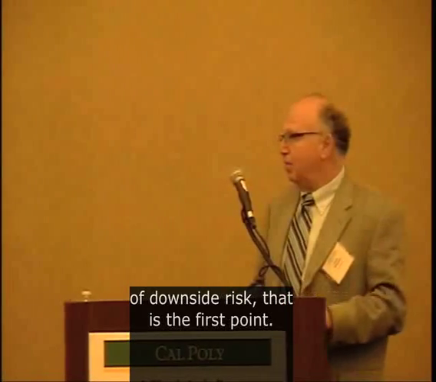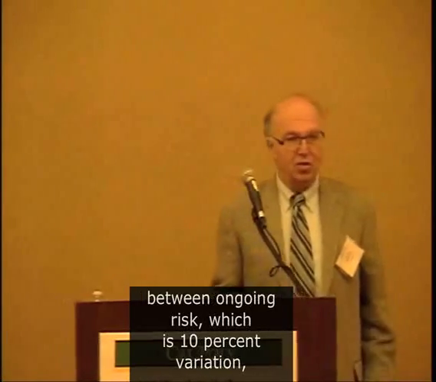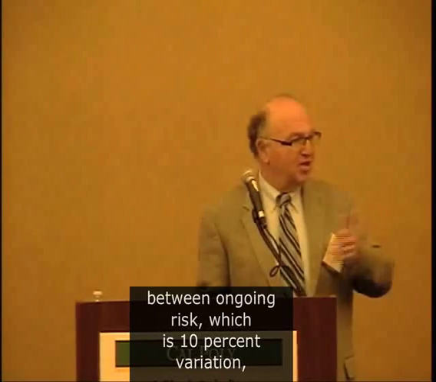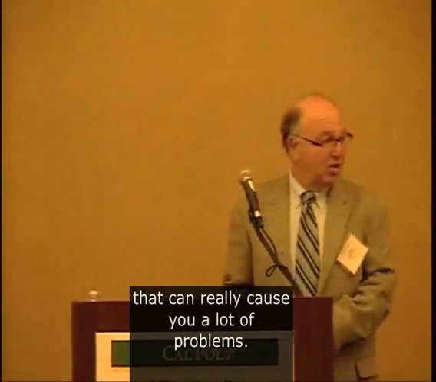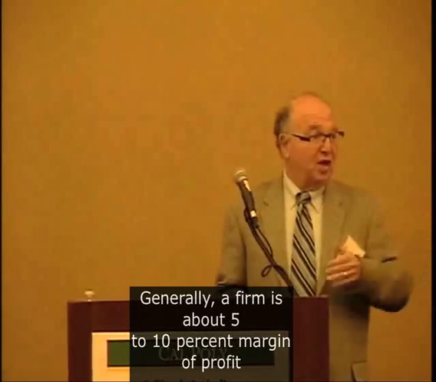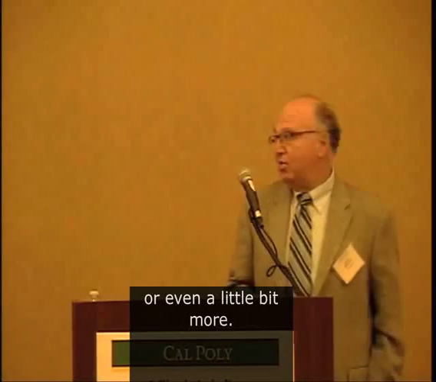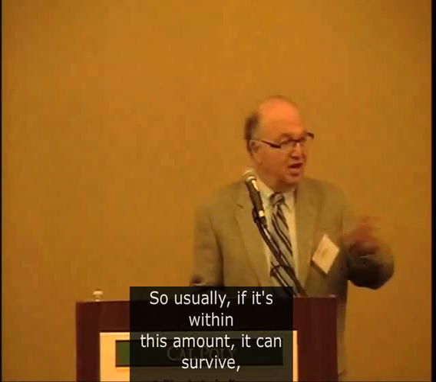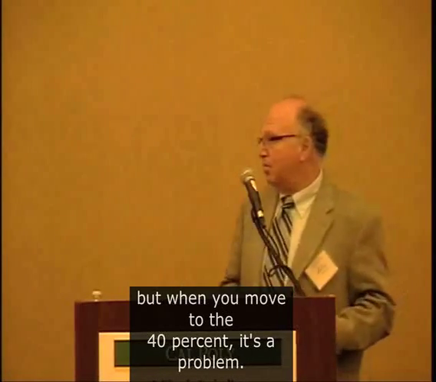That's the first point. The second thing is there is a big difference between ongoing risk, which is 10% variation, and acute risk. When you have acute risk, that's something that can really cause you a lot of problems. Generally, a firm has about 5 to 10% margin of profit, or even a little bit more. So if the risk is within this margin, it can survive. But when you move to the 40%, it's a problem.